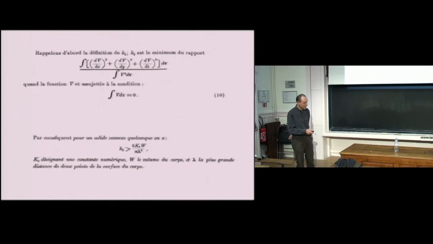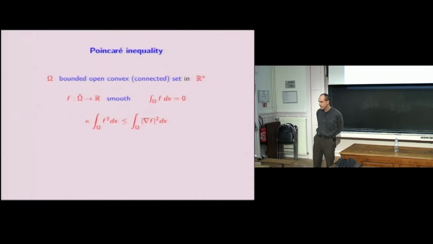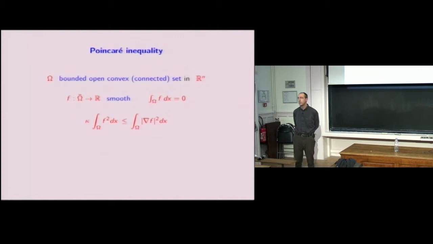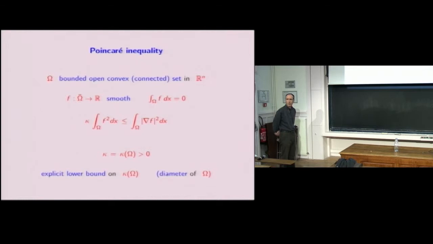And this is actually the content of what is nowadays called the Poincaré inequality, which takes the following form. If you have a bounded, open, and convex set in R^n, later extended to connected sets in R^n, and you assume that you have a function which is defined on the closure of omega or some neighborhood of omega, and the important condition is that it has mean zero, then the Poincaré inequality compares the L2 norm of the function with the L2 norm of its gradient. And for this inequality, Poincaré provides a lower bound of the constant kappa in terms of the geometry of the domain, and more precisely, of the diameter of the domain.